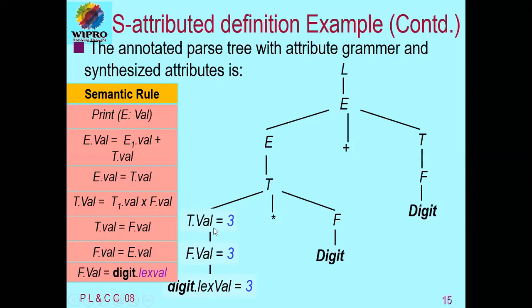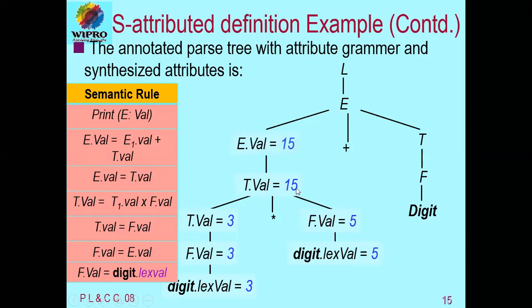T is producing F, so T dot val is equal to F dot val. So T dot val is equal to 3. Here F is producing digit, so F dot val is 5. Next, T dot val is equal to 15, because T is producing T1 into F, that is 3 into 5, which is 15. Then T dot val is equal to 15 because it is producing T, by the third rule you can see. Accordingly, this is computed.